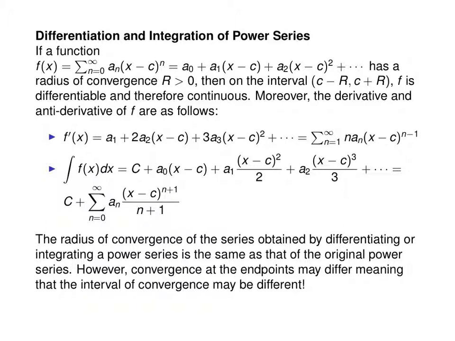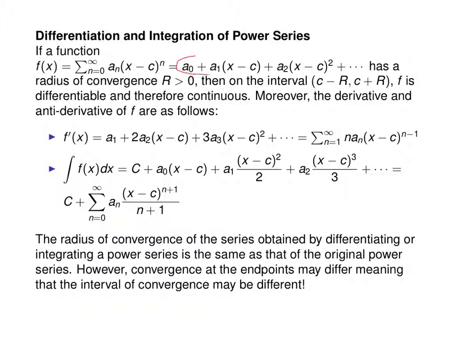The final topic we're going to discuss with power series is how to differentiate and integrate them. So if you have a function that is defined by a power series, it has a radius of convergence that's r bigger than 0, so not just convergent at c. Then on the interval between c minus r and c plus r, f is differentiable and thus continuous. And here are the derivatives and antiderivatives. So the derivative is going to be a1 plus 2a2 times x minus c, which is actually pretty easy.